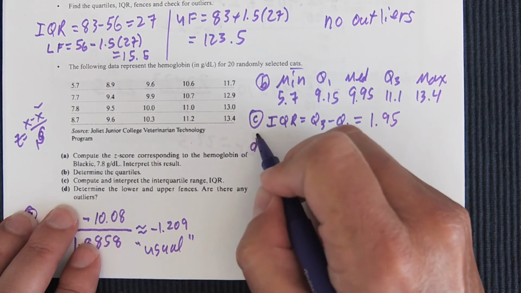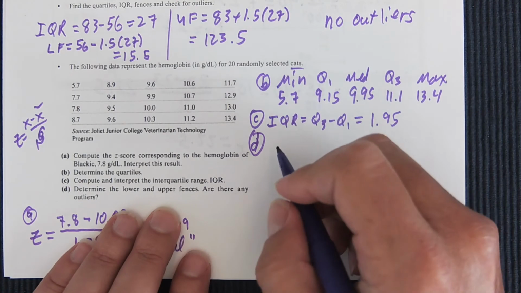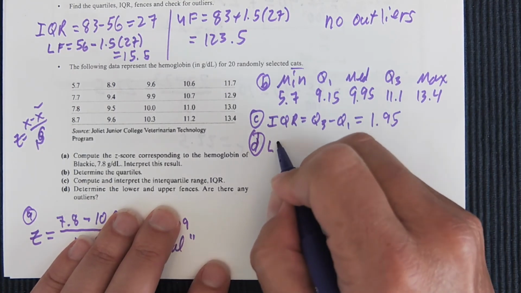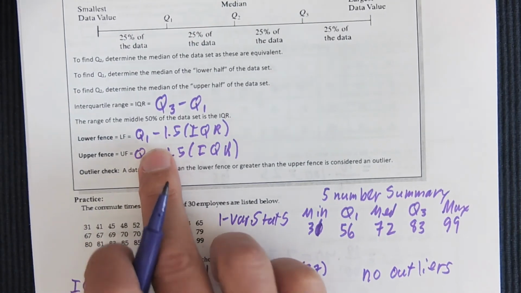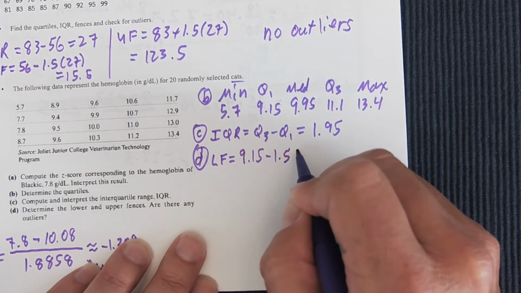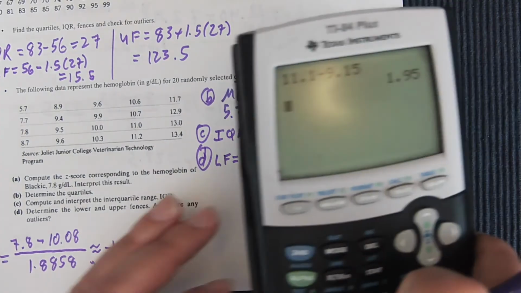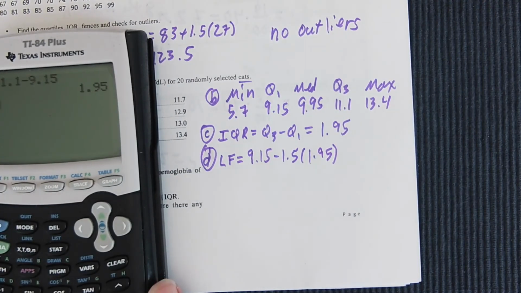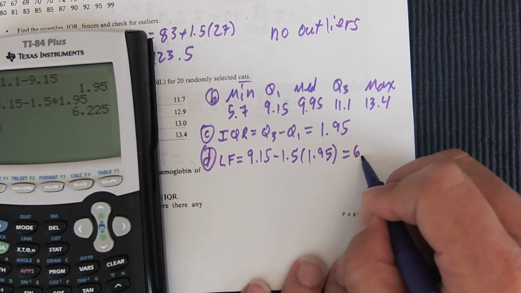Part D. Determine the lower and upper fences. Are there any outliers? So we'll do that. So the lower fence, once again, is going to be Q1, that's 9.15, minus 1.5 times the IQR, which is 1.95. I'm getting 6.225.